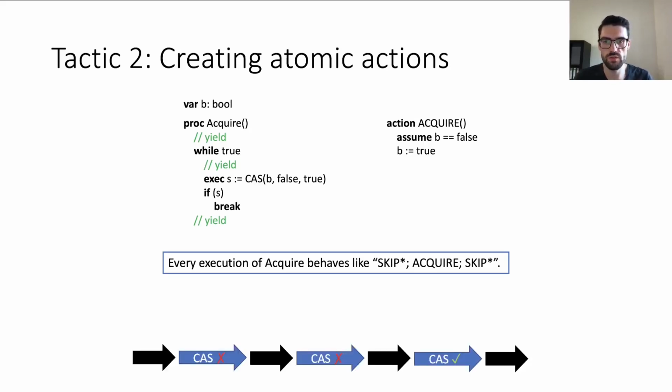So if we visualize this, we can see that each of the failed compare and swap operations actually leaves the state unchanged. When the Boolean variable B is currently true, the compare and swap fails and leaves B equal to true. And only the final compare and swap operation actually does a state update that sets B from false to true. And so we can simulate the behavior of this thread by saying that each failed compare and swap corresponds to skip, and the final successful compare and swap corresponds to executing the action acquire.